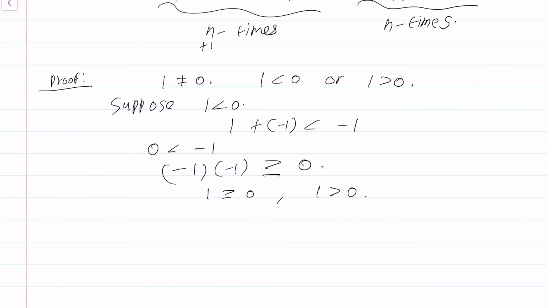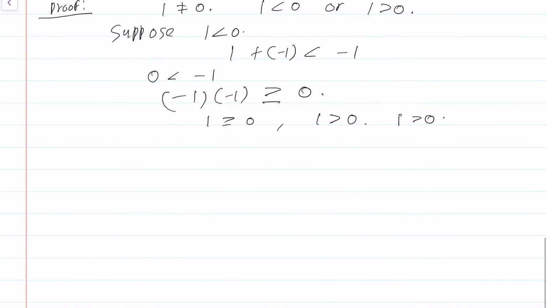We started out with suppose 1 is less than 0, and we got 1 greater than 0. So this is a contradiction. So 1 is always greater than 0. Okay, that's the conclusion. Now the second part of the proposition about the inductive behavior is left as an exercise for you to do.